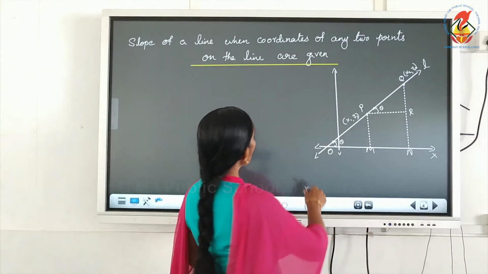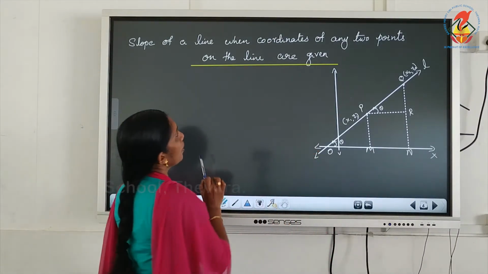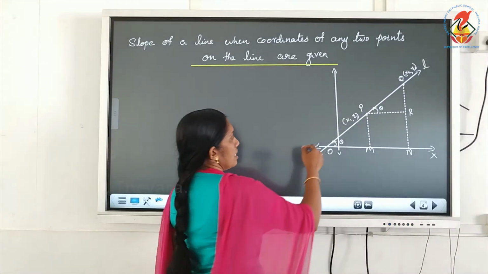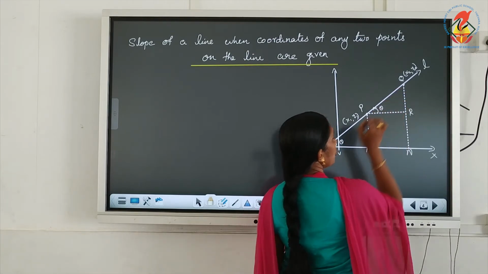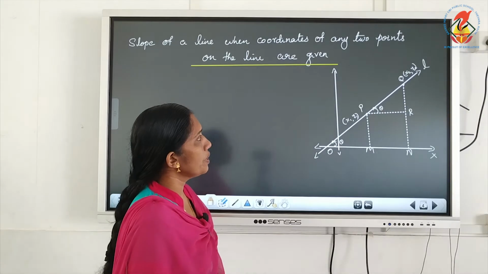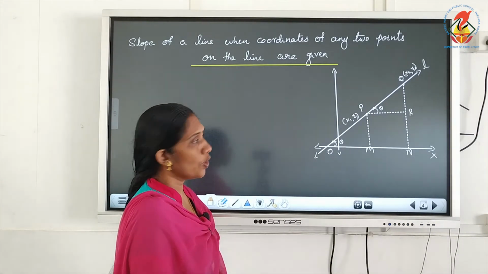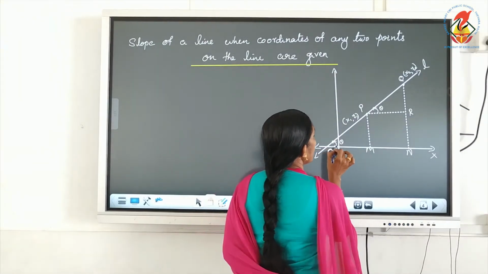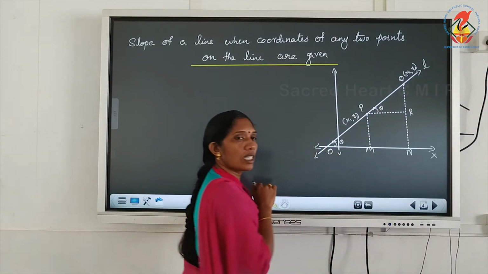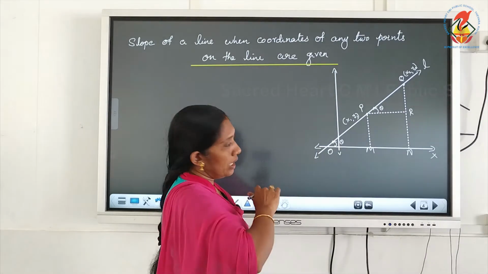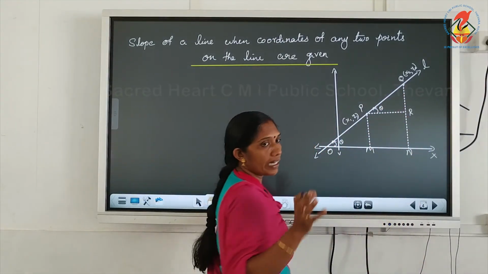Okay. So here, the slope of a line when the coordinates of any 2 points on the line are given. So here the line is L passing through 2 points P and Q. P is (x1, y1), Q is (x2, y2). Then how to find the slope? Okay. So if theta is the angle of inclination of this line, then the slope is equal to tan theta. Now tan theta in terms of these coordinates, how do we relate?